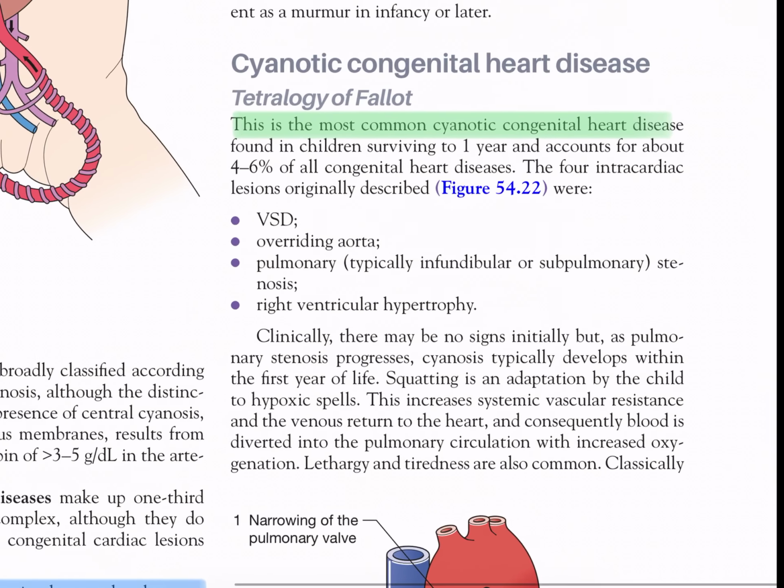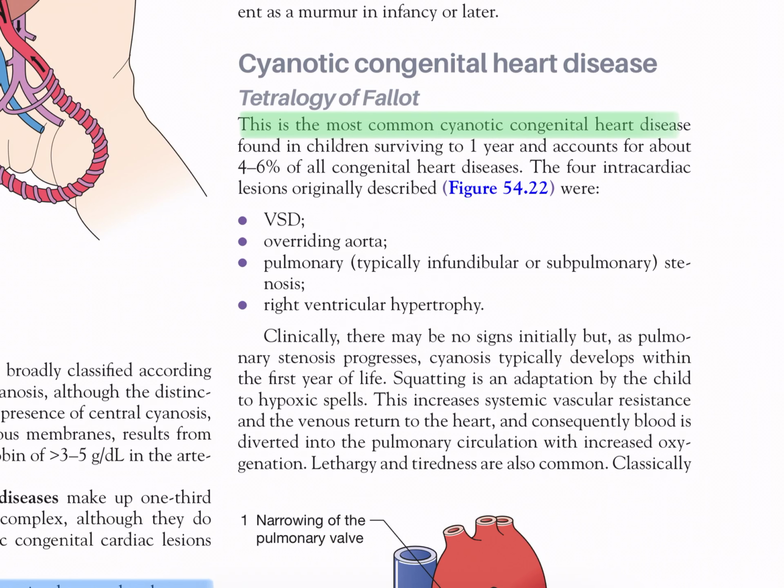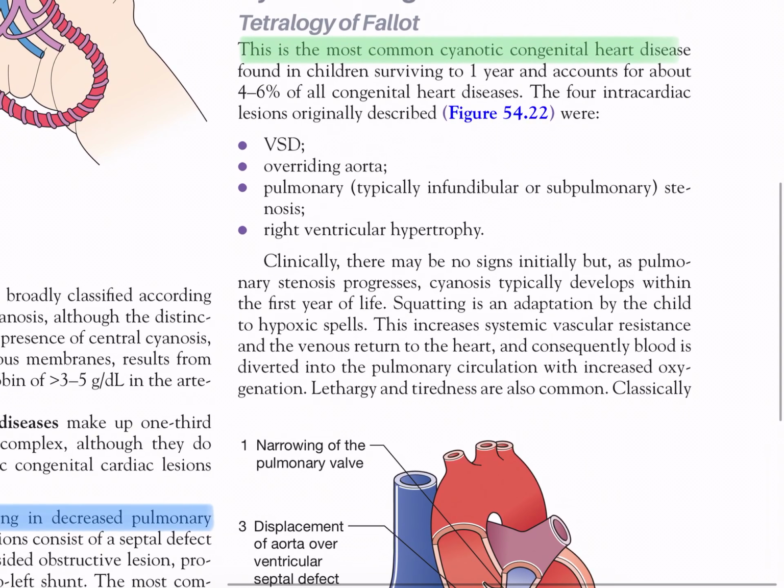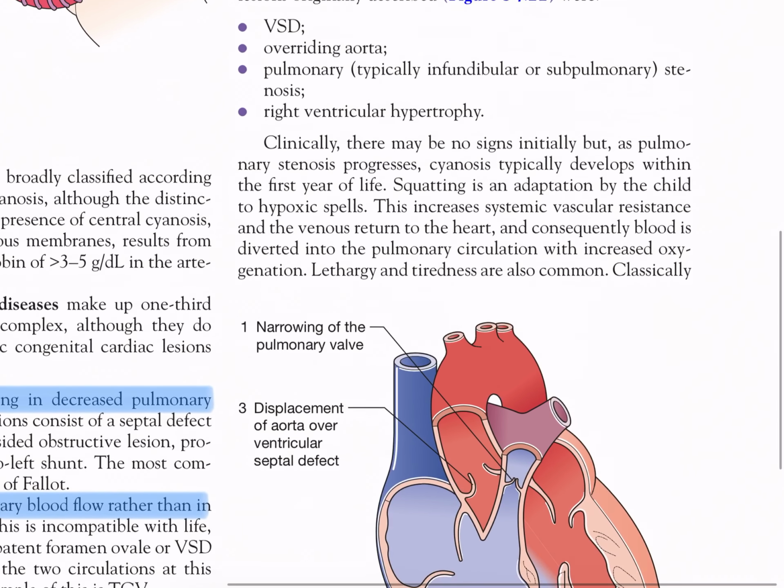Now we will see individual cyanotic congenital heart diseases, starting with tetralogy of Fallot. This is the most common cyanotic congenital heart disease found in children surviving to 1 year and accounts for about 4 to 6% of all congenital heart diseases. The 4 intracardiac lesions originally described were VSD, overriding of aorta, pulmonary stenosis, typically infundibular or subvalvular, and right ventricle hypertrophy.